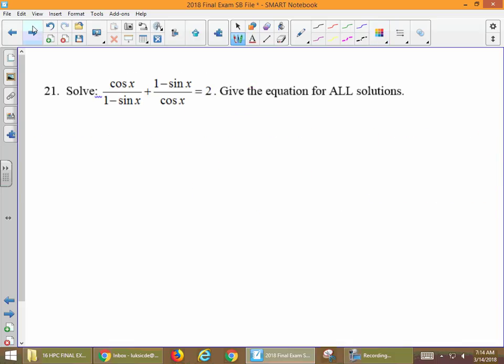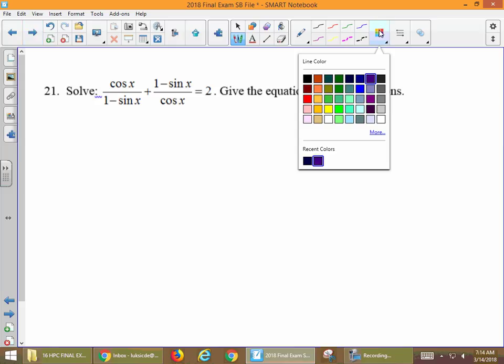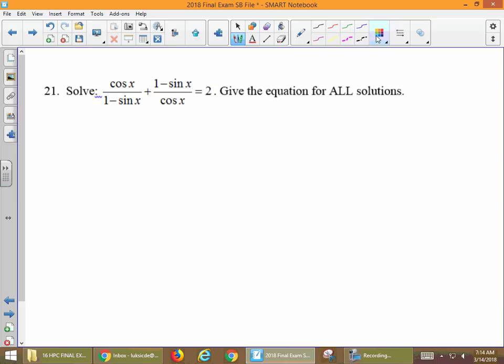All right, now that we have those identities, we can use them. This number 21, we're going to solve for x. We need to get the equation for all solutions. And we're going to need to start by finding a common denominator. But if you're working the packet in order, finding a common denominator right now should not be such a big deal. So you've already done the rational expressions and equations part of the group. If I'm going to find a common denominator, I'm going to multiply my first fraction by cosine of x over itself. That's just the denominator that it doesn't have, the denominator that it needs. And I'm going to multiply my second fraction by 1 minus sine of x.